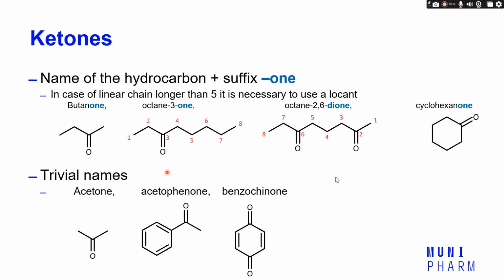Here I will mention some trivial names. This is the simplest ketone which is possible. It is a very known solvent which is normally called acetone. This benzene ring containing compound is called acetophenone, and this cyclic diketone is called benzoquinone.